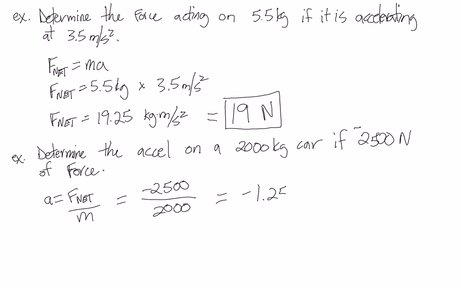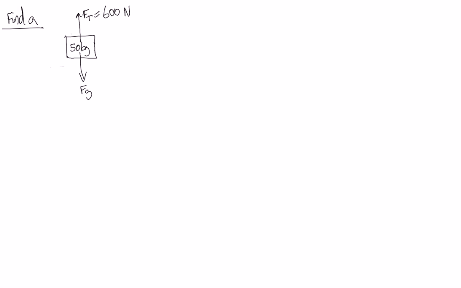negative 1.25. We round it to, the question was 4 digits, so we can leave it as 3, or we can even write it as 1.250 if we want, and that would be meters per second squared. Okay, so if the force is negative, then obviously the acceleration is going to be negative as well. In this case, the car is slowing down.